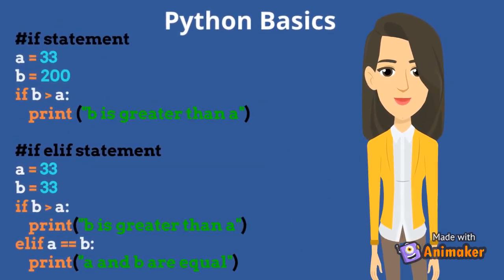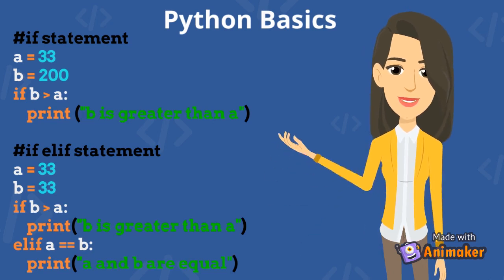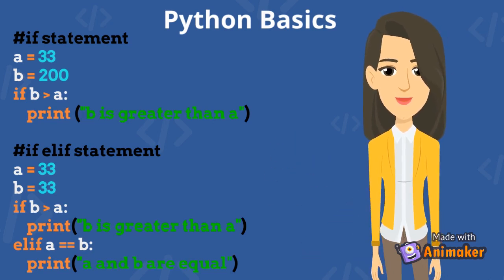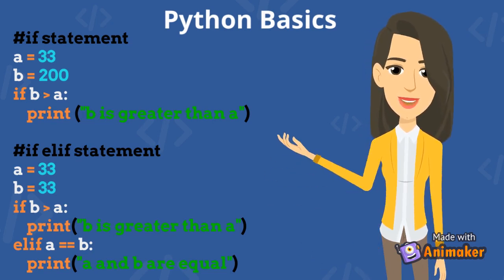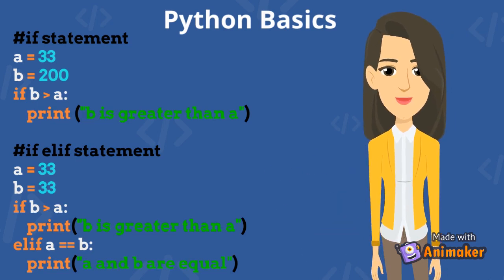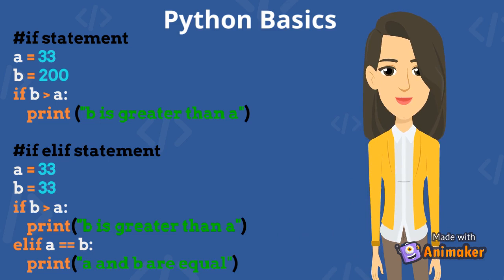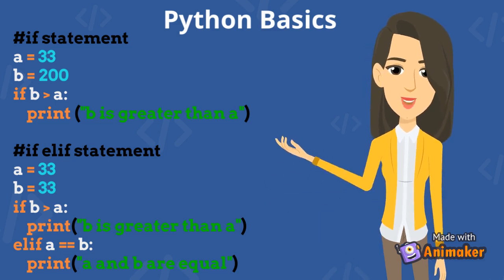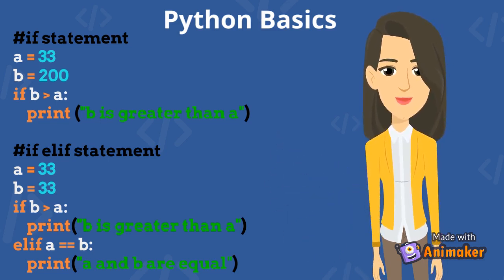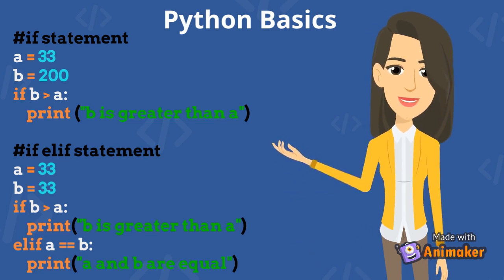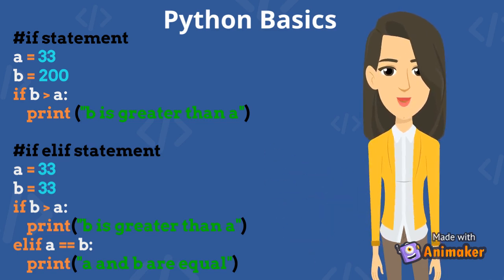Going a little bit more advanced to if statements. This program is saying A is equal to 33 and B is equal to 200. Now, if B is greater than A, then print out B is greater than A. I think this one is very straightforward. Now, if the statement is false, the program will just end.